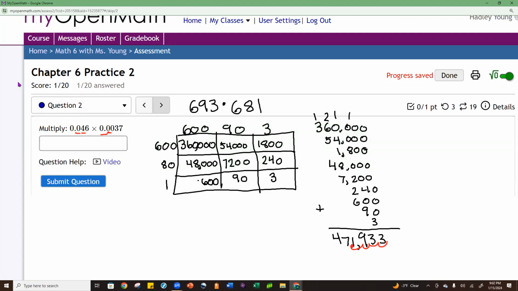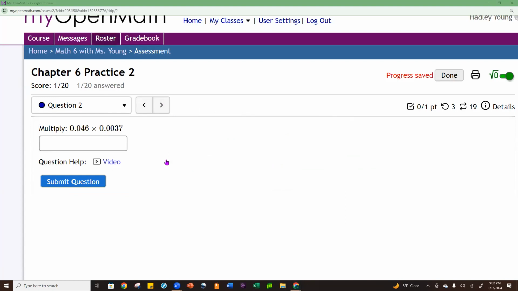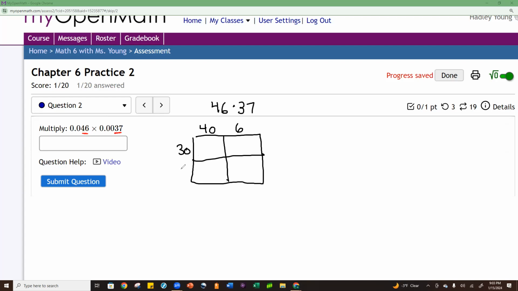So I'm going to clear here. Okay, this one's a little less hard because if we're getting rid of the decimals and multiplying it, we can just do 37 and 46. The zeros in the front don't change what numbers we're multiplying for this step. So we are going to do 46 times 37. And again, I'm going to make a generic rectangle, but this one's a lot smaller because it's a 2 by 2. So I have 40 and 6, 30 and 7.